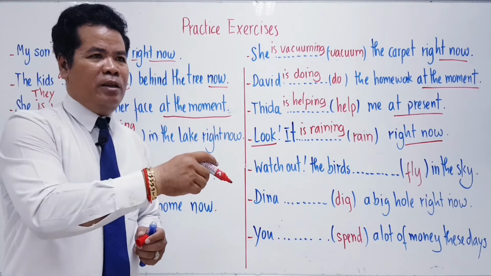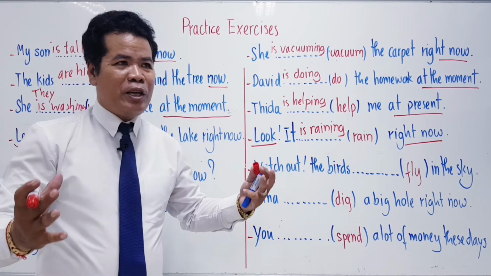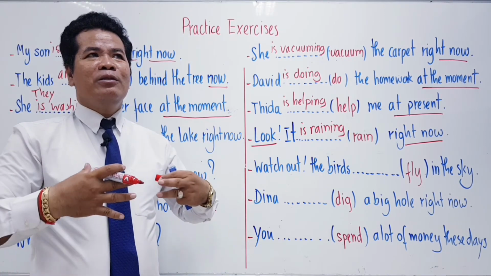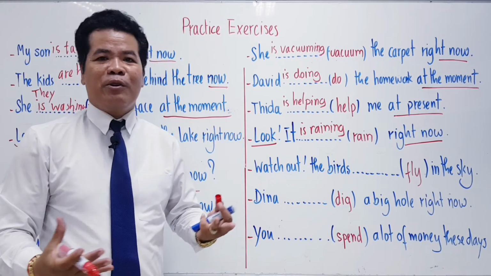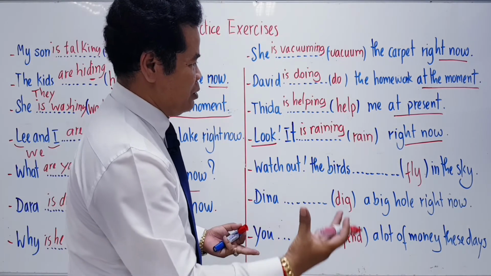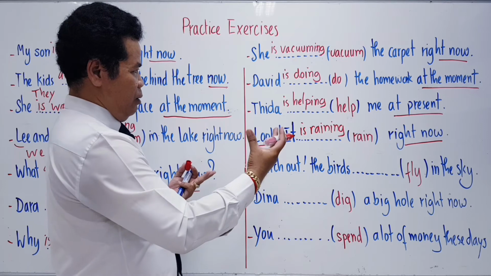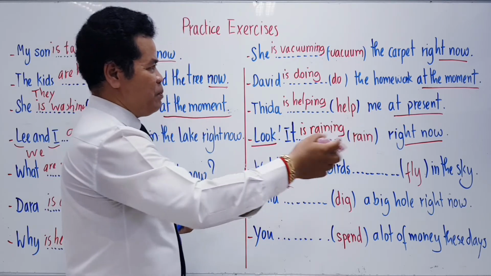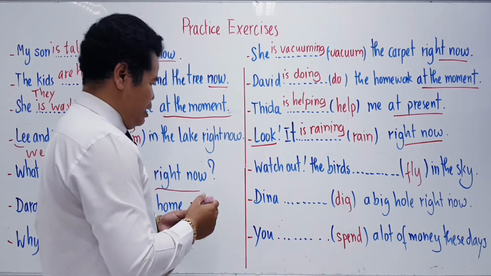So today, you remember a lot of keywords. All the keywords can help you make the right decision, whether you use present simple or present progressive. Alright? So you can take a note of the keywords. Like look, okay? Right now, at present, at the moment, now, you know. So look at the other one.